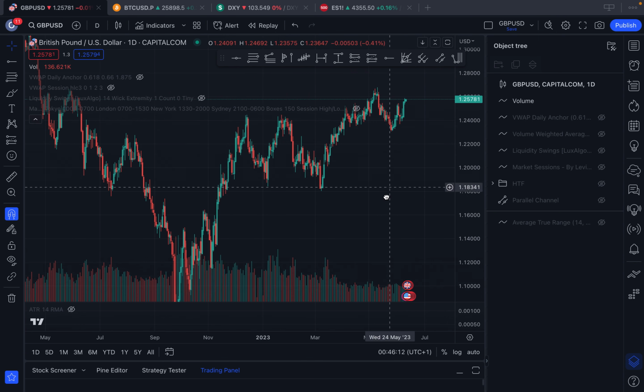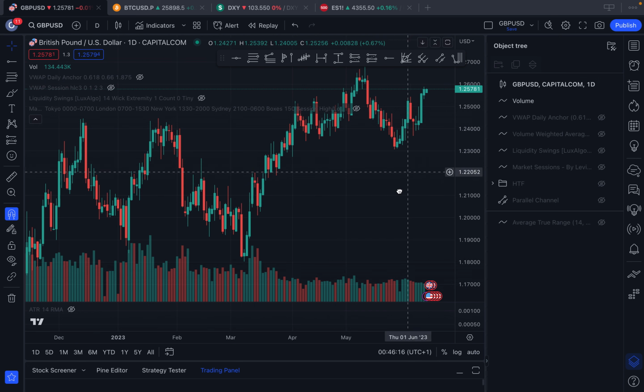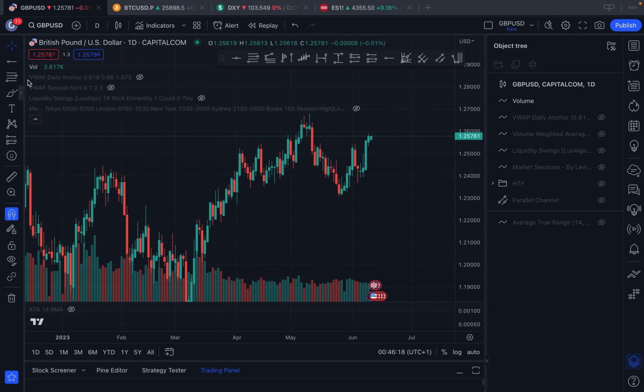So if we were to do, let's do Fibonacci retracement.